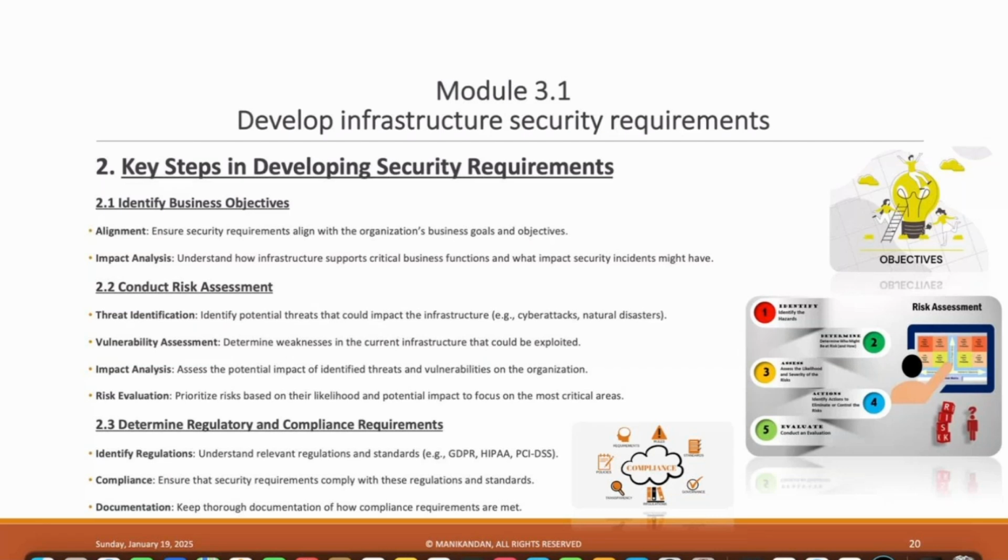So when we are talking about conducting a risk assessment: do the threat identification, conduct the vulnerability analysis, do the impact analysis, and prioritize the risk based on likelihood and potential impact to focus on the most critical areas. Now we also need to determine the legal, regulatory, and compliance requirements. Understand what GDPR, HIPAA, and PCI DSS have to say about it. Ensure that security requirements comply with these regulations and standards, and maintain thorough documentation of how compliance requirements are met.